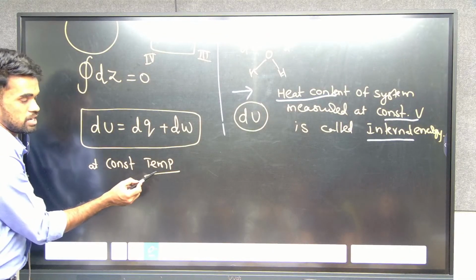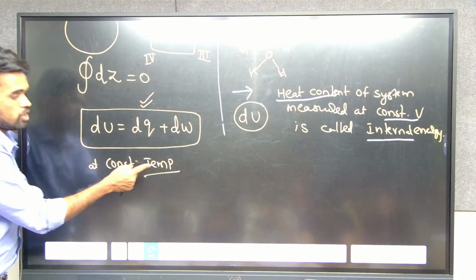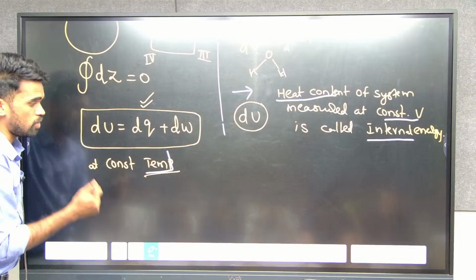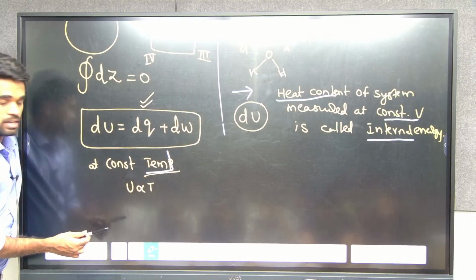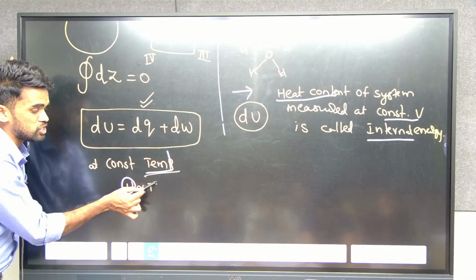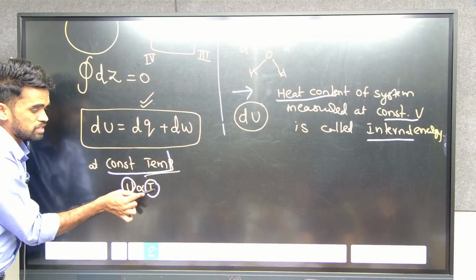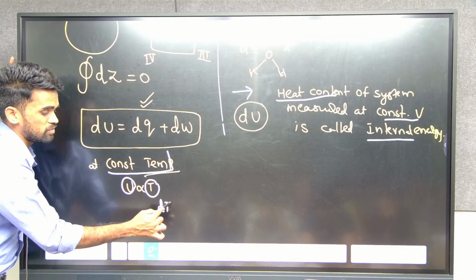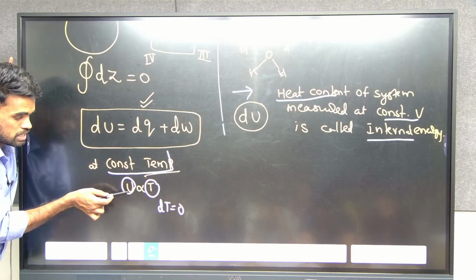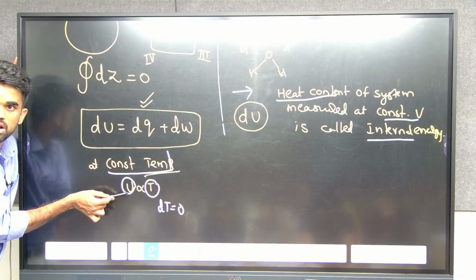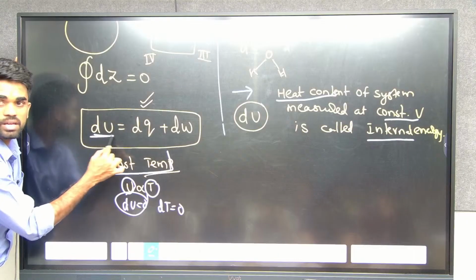When temperature is constant, how does the first law of thermodynamics change? When you put temperature as constant, internal energy is directly proportional to temperature. It means internal energy changes with change in temperature. But what is constant here? If temperature is constant, then change in temperature will be 0. If the proportionality factor is constant, it means U is also constant, so change in U becomes 0. So this term is becoming 0.